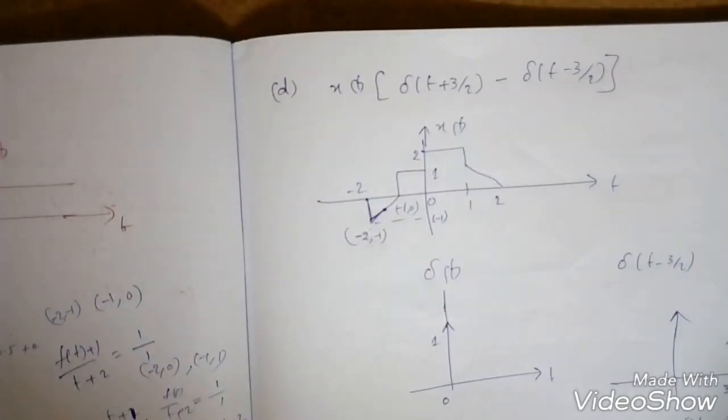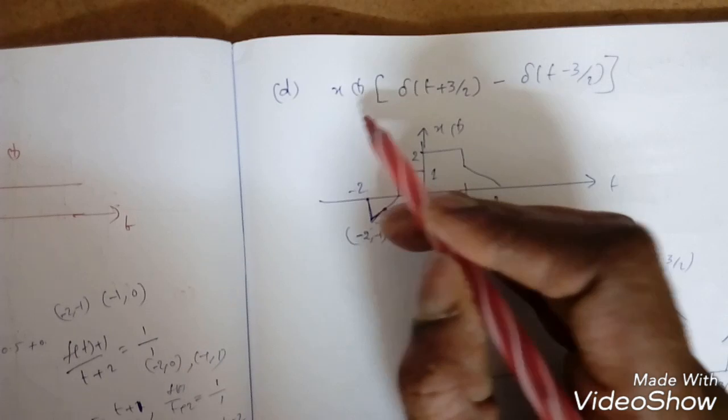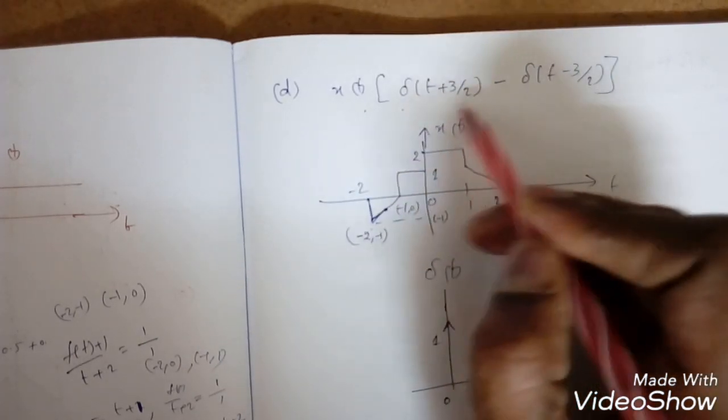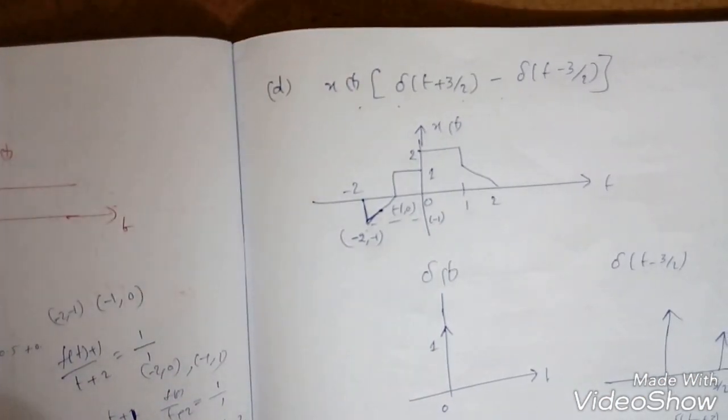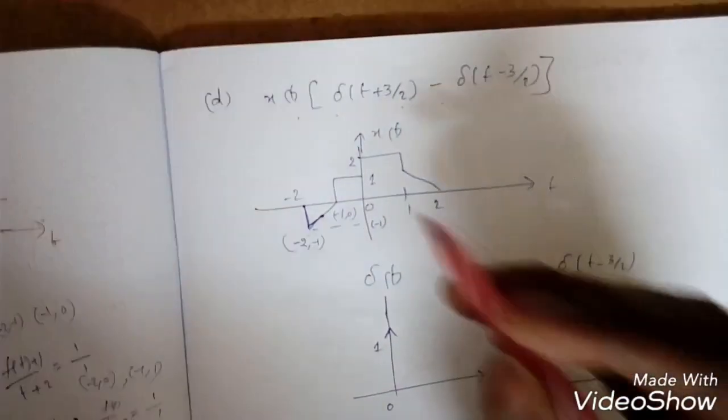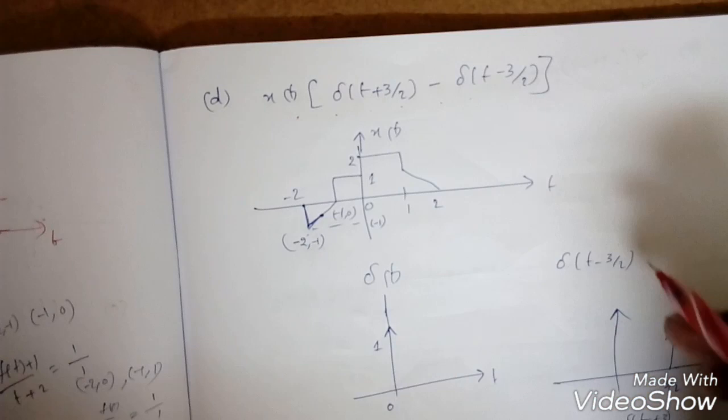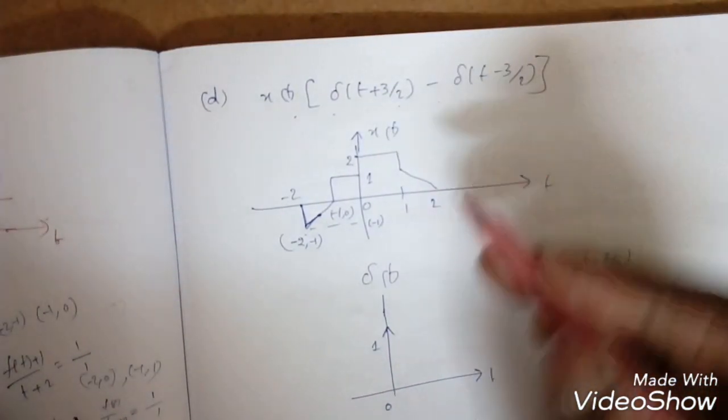Next question, you will see part D, which is given like this: x of t into delta of t plus 3 by 2 minus delta of t minus 3 by 2, right? Now this is x of t given, but before that we need to see what this shifting is.